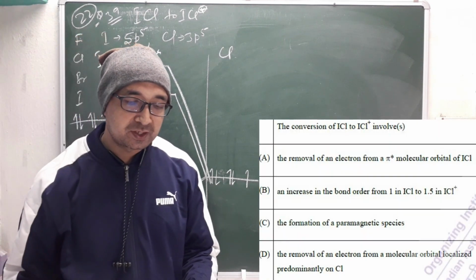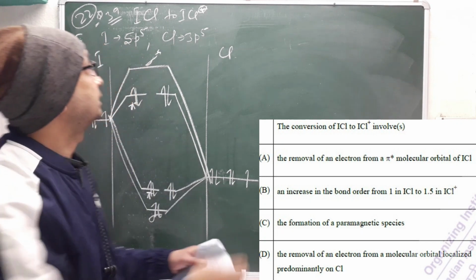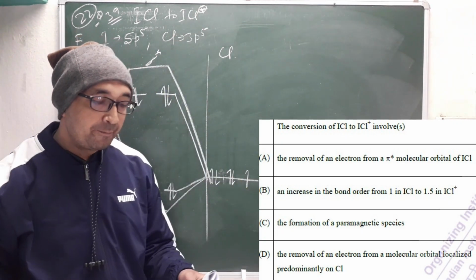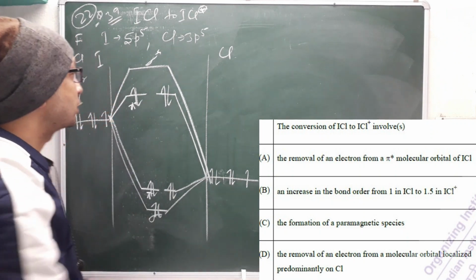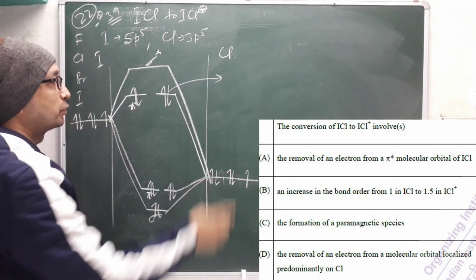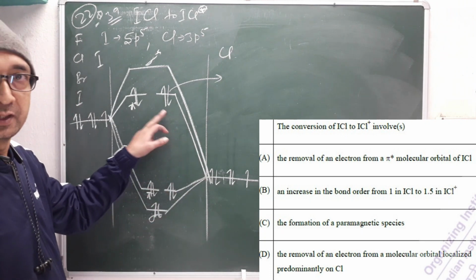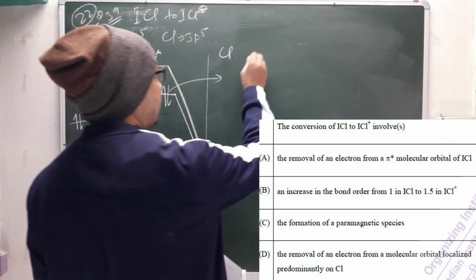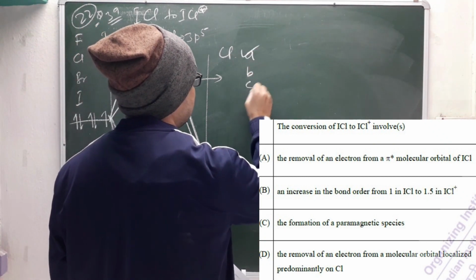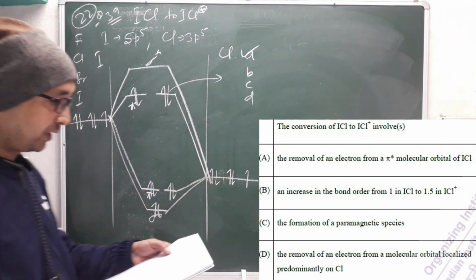The first option is the removal of an electron from a pi star molecular orbital of ICl. So ICl goes to ICl plus. Which electron will be removed? The outer electron will be removed, so this electron will go out. If this electron is going out, then it is going from pi star, right? So option A is correct. I'll just write C and D. Option A is correct because it is removing from pi star itself.